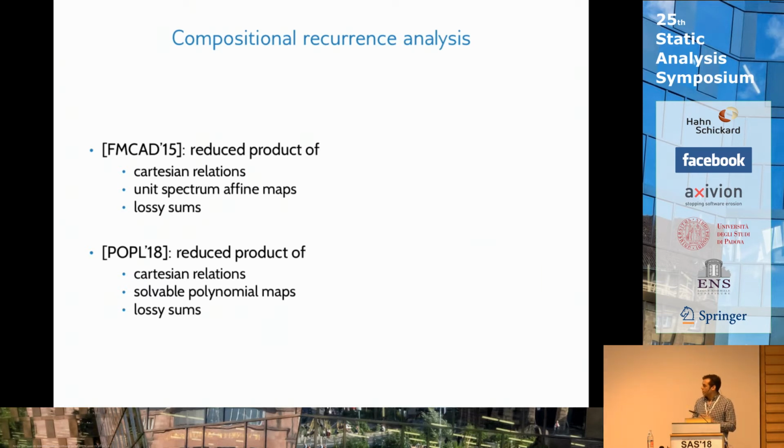So the POPL18 paper is basically the same thing, except unit spectrum affine maps have been replaced by solvable polynomial maps, which allows us to analyze the behavior of loops where even a single iteration is going to be governed by nonlinear behavior.